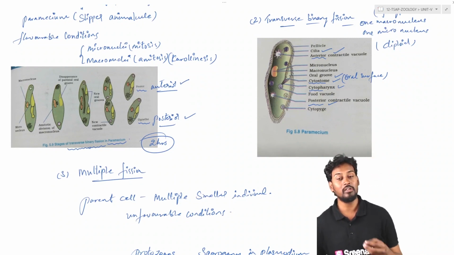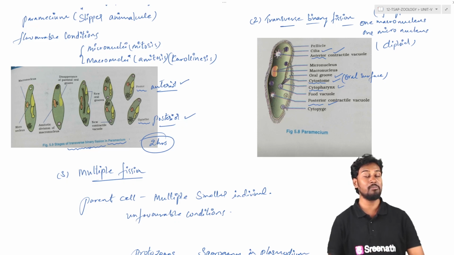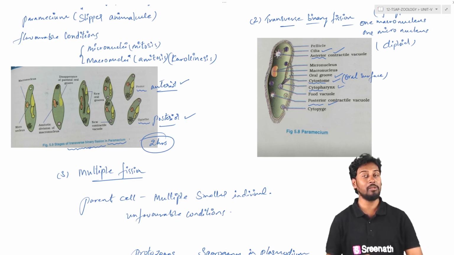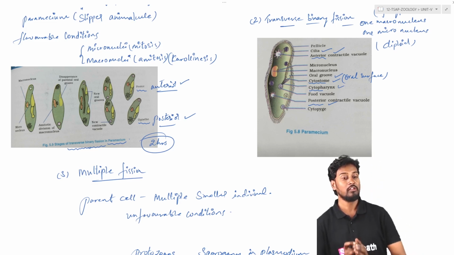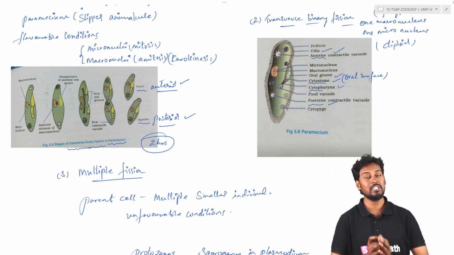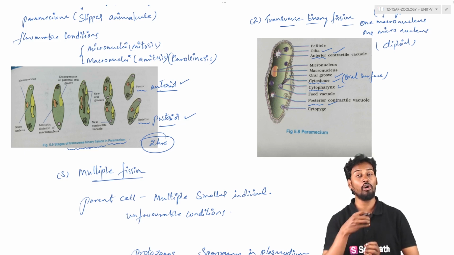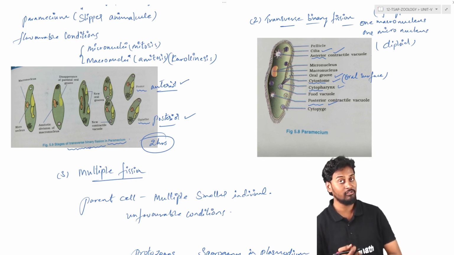So coming to transverse binary fission, the best example is the paramecium. The paramecium is also called slipper animalcule, an organism which shows a slipper shape. Under favorable conditions, this paramecium, which is a ciliated protozoan consisting of cilia all over the body, is the one which undergoes this kind of transverse binary fission.